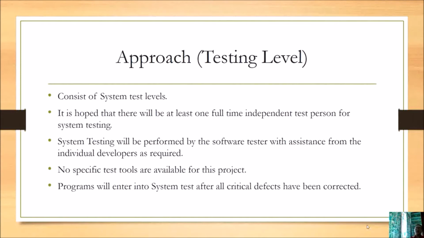So next, approach testing levels. This consists of the system test level. It is hoped that there will be at least one full-time independent test person for system testing. System testing will be performed by the software tester with assistance from the individual developer as required. No specific test tools are available for this project. The program will enter into system tests after all critical defects have been corrected.